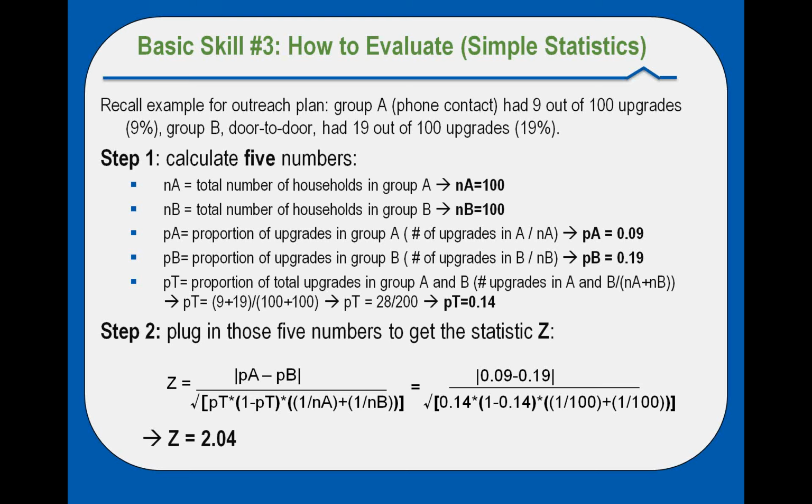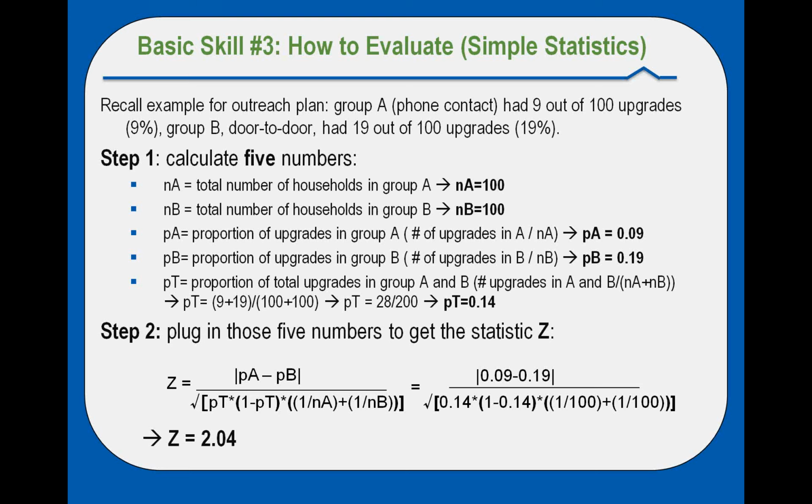You want NA, which is your total number of households in Group A, so that's 100. NB, the total number of households in Group B, it's also 100 in this case. And then you want to calculate PA, which is the proportion of upgrades in Group A. So that's just that 9%, but we're going to write it as 0.09. PB is the proportion of upgrades in Group B. That's that 19%, which we write 0.19.